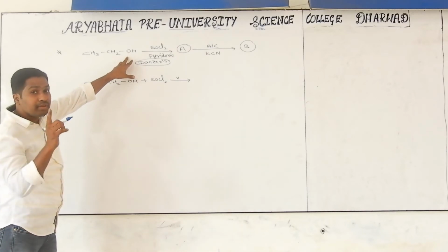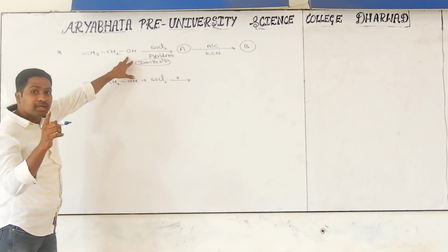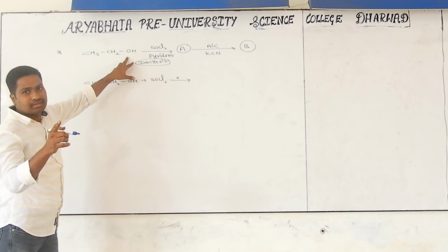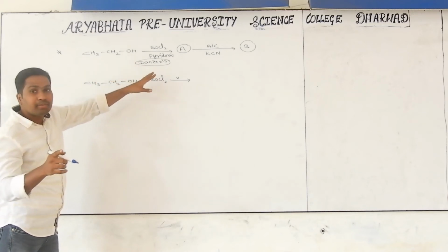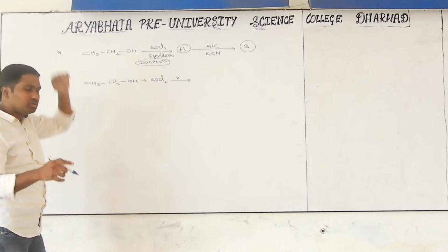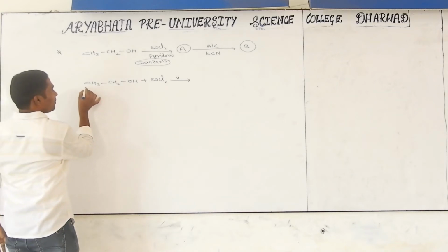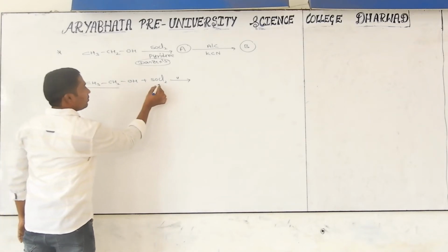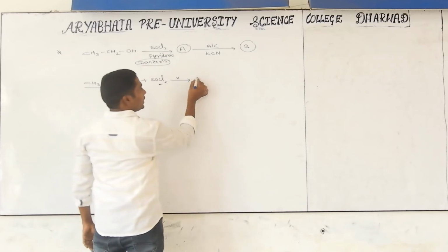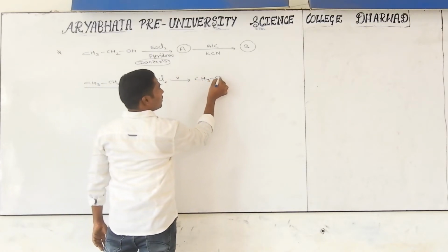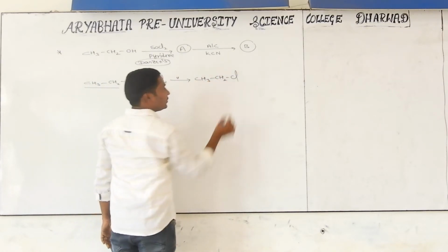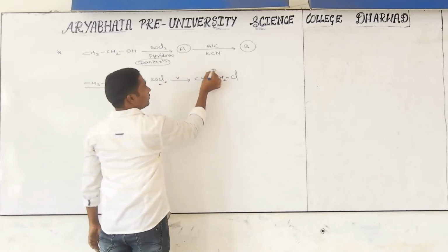It's the most convenient method for the preparation of especially alkyl chlorides. Why we use it: the side products are gases. Let it be; these things you learn later. Okay, now what happens? This alkyl group will be combining with the chlorine. We are getting which one? The ethyl chloride we are getting. This is the compound A.